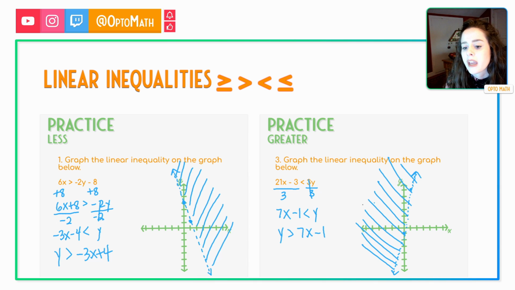I do want to point something out. It looked like this number 1 over here was a less than. It's in the less than column. But we did end up changing the symbol because of dividing by negative. So it really was truly a greater than. But that's why it was in the less than column, because it originally looked that way.